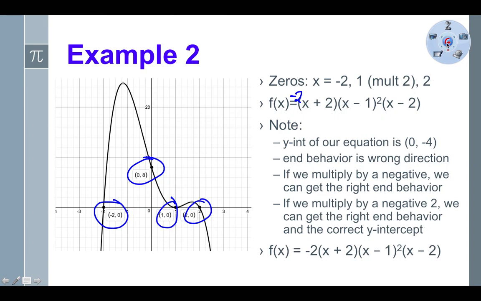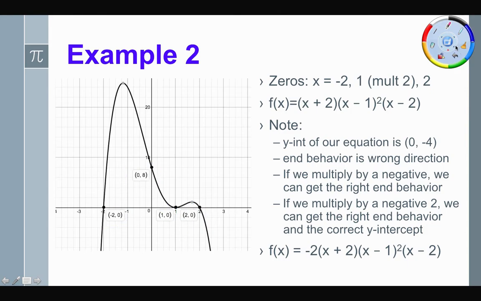All right, so just remember what we just did. I want you guys to really know what we just did here. So we had the 3 zeros, we took care of multiplicity, and then we went through a couple of notes. We wanted to make sure our y-intercept was correct, but it wasn't. It should have been a positive 8 rather than a negative 4. So if we multiplied everything by a negative 2, we got the correct y-intercept, we got the correct end behavior, and we get the correct equation.